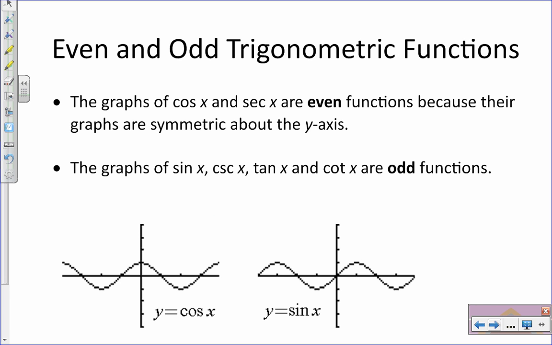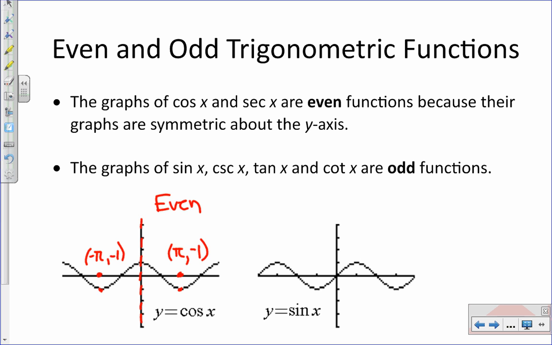Even and odd. Cosine, if we look at this function, we notice that this is an even function. A couple of things we can show: graphically, it's even because it is symmetric about the y-axis. And then algebraically, if I look at the input value of pi, then the output is negative one. Well, when I look at negative pi, the output is also negative one. So we notice that it has the same output for opposite inputs, therefore even.